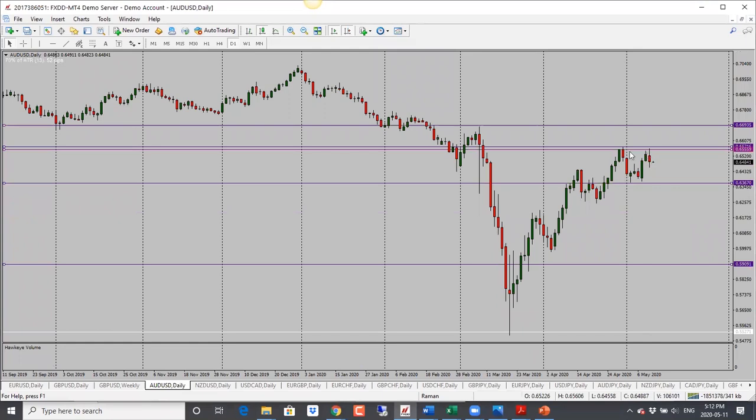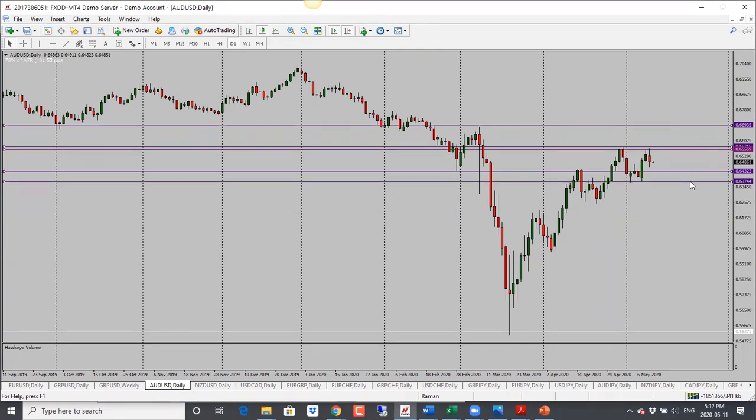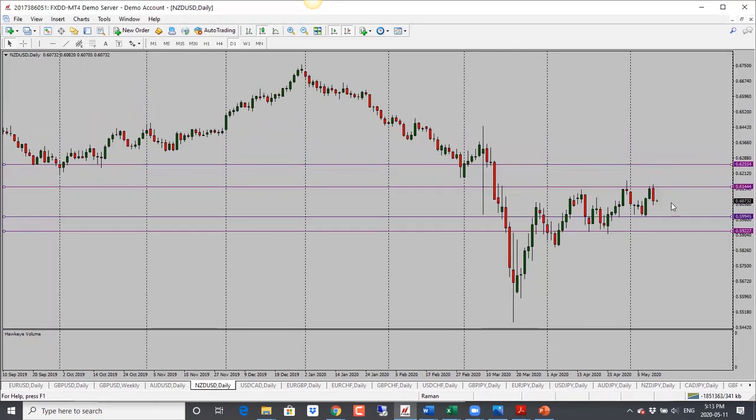Aussie dollar here, same thing. We see that price went into resistance, and then there was a drop from there. So this is looking bearish as well. In terms of our targets here, first target is 0.6430, and then we're looking at 0.6380. So bearish bias here for Aussie dollar as well. New Zealand dollar, this one's looking bearish.